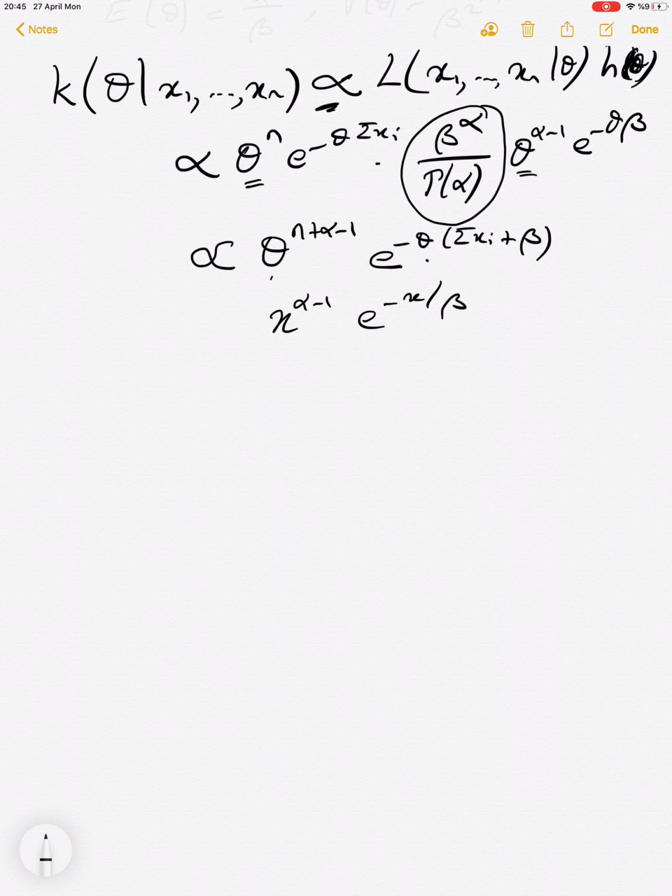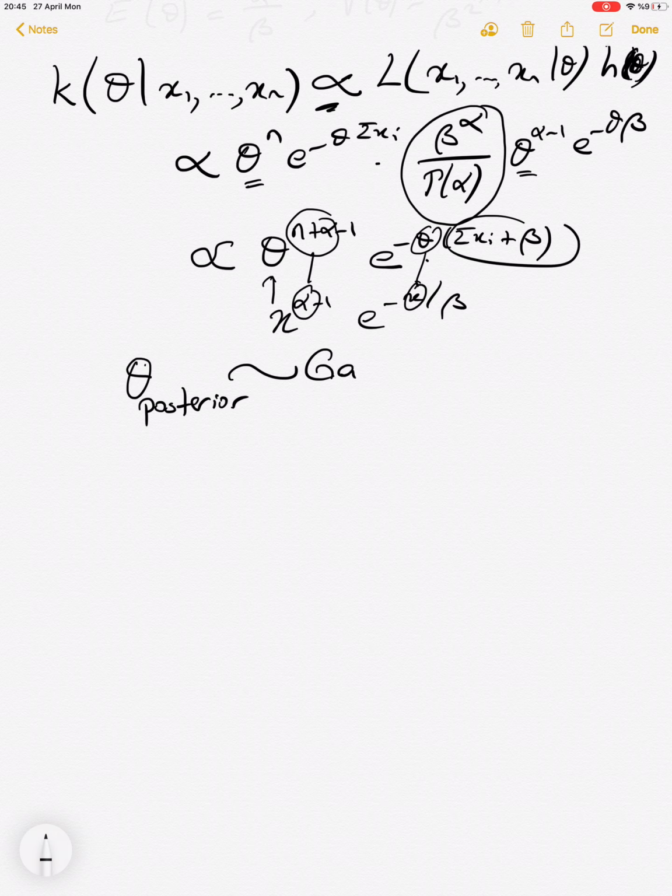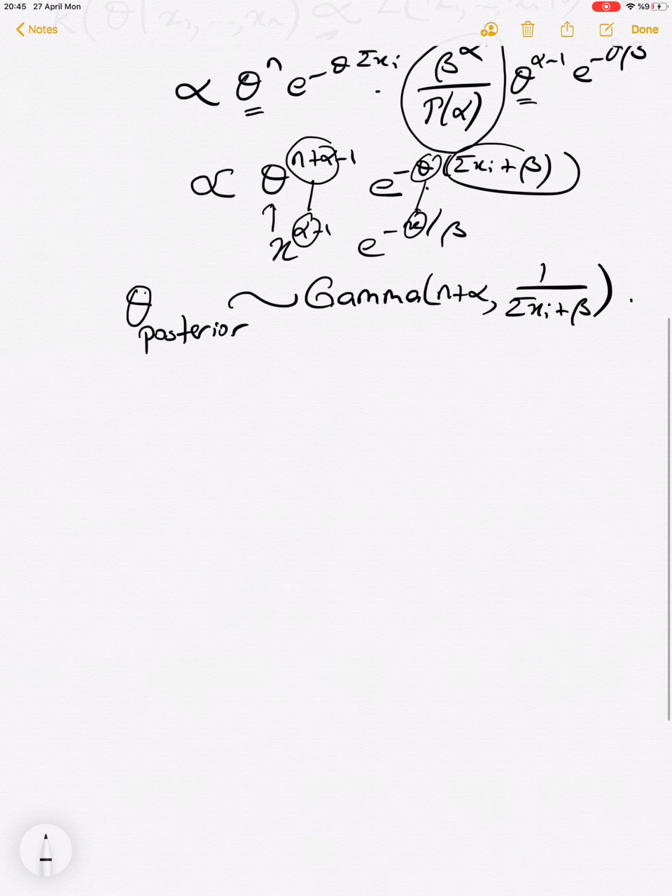So instead of x we have theta, instead of alpha we have m plus alpha, and then instead of x we have theta here, and instead of the 1 over beta term we have 1 over this term. So basically we can say that our theta posterior will be gamma, with parameters m plus alpha and 1 over summation xi plus beta. So this will be the posterior distribution.